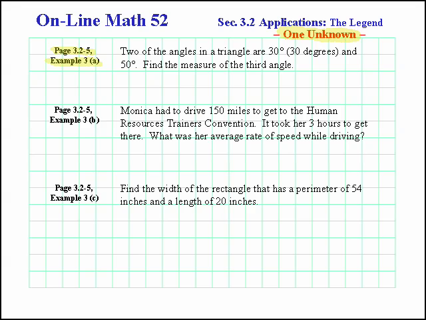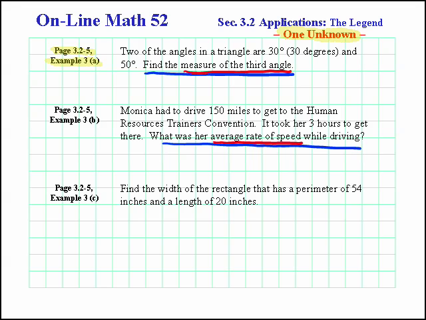And when we have a situation like that, most commonly it's found in the very last sentence. Find the measure of the third angle. Or, what was her average rate of speed while driving? And really, in this case, it's the average rate of speed that's the unknown. The measure of the third angle in the first problem, that's the unknown value.